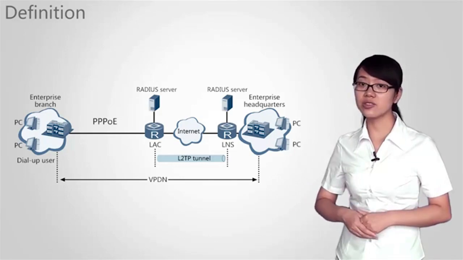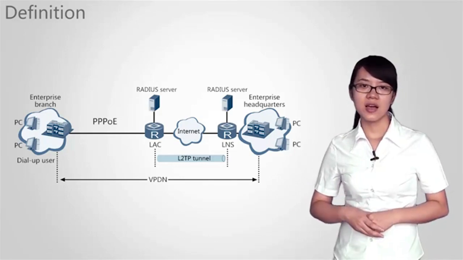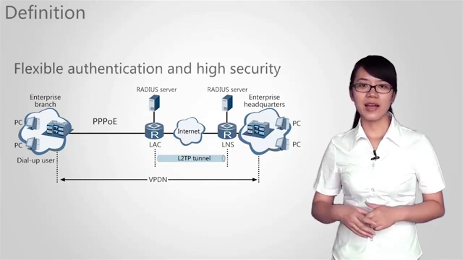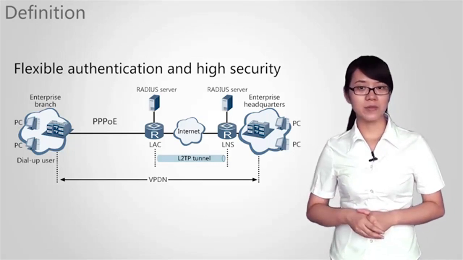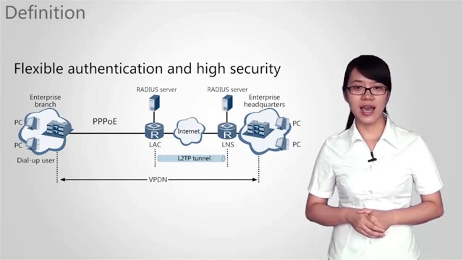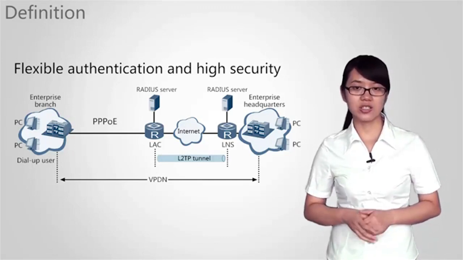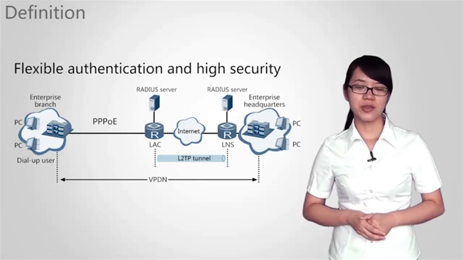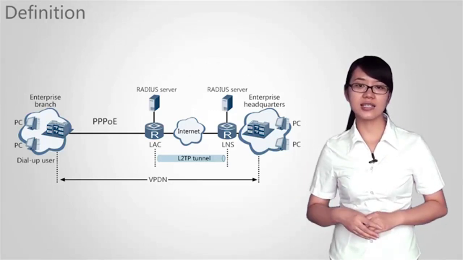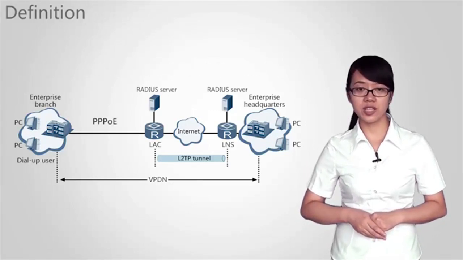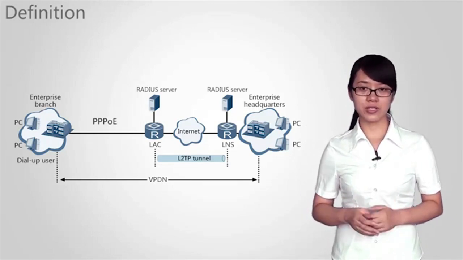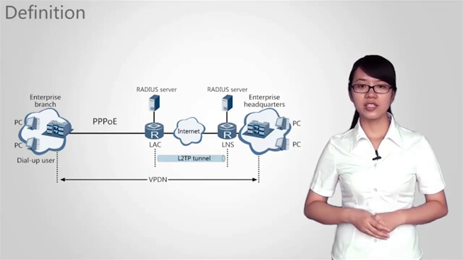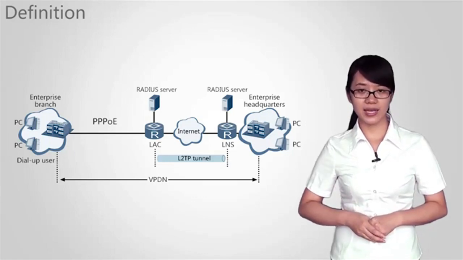Now let's look at the L2TP characteristics. Number 1. Flexible authentication and high security. L2TP uses PAP in two-way handshake and CHAP in three-way handshake to authenticate remote users. You can configure authentication keys on both ends of the L2TP tunnel to authenticate devices. L2TP can be used together with IPSec to authenticate and encrypt packets.